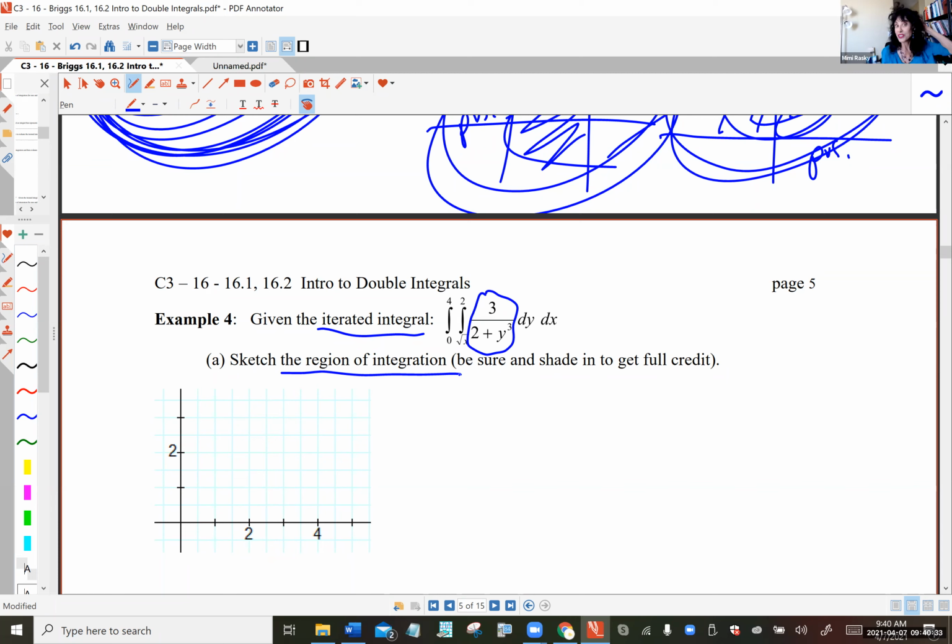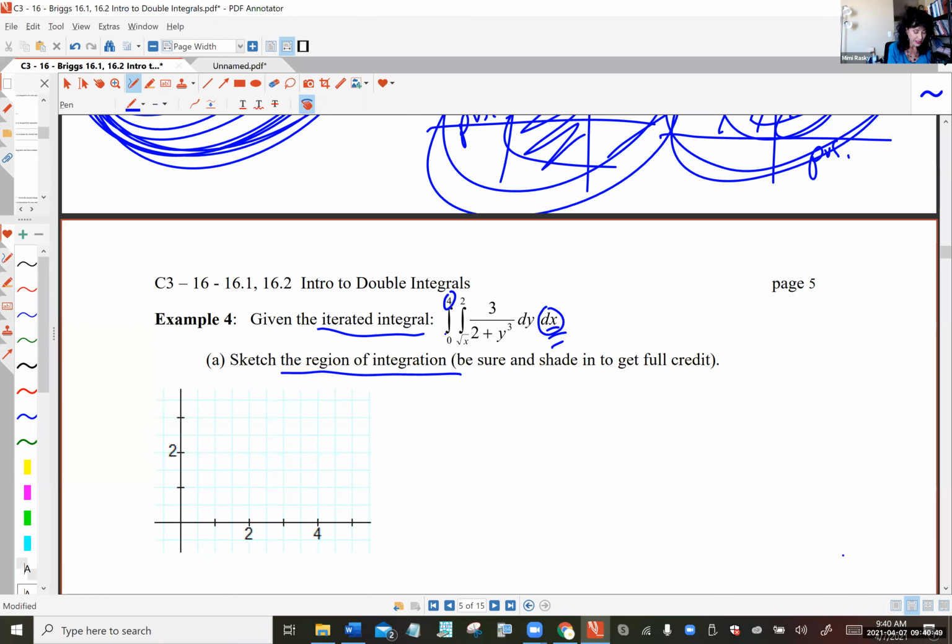So if you follow this example, it won't be as hard. First up, let's do letter A, sketch the region of integration. I already told you the key points on how to do this. I'm going to repeat them. The outermost integral has to do with the variable x.